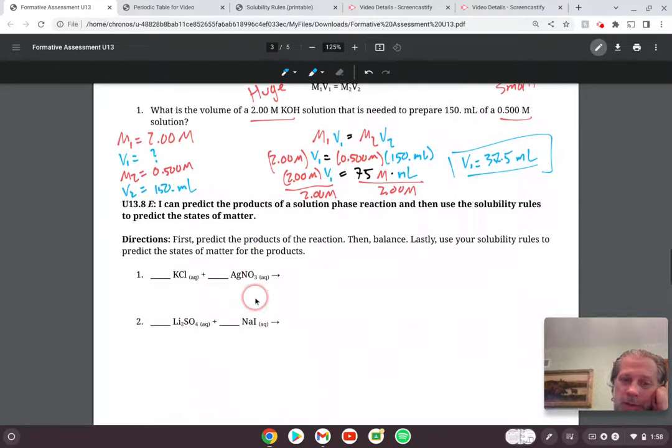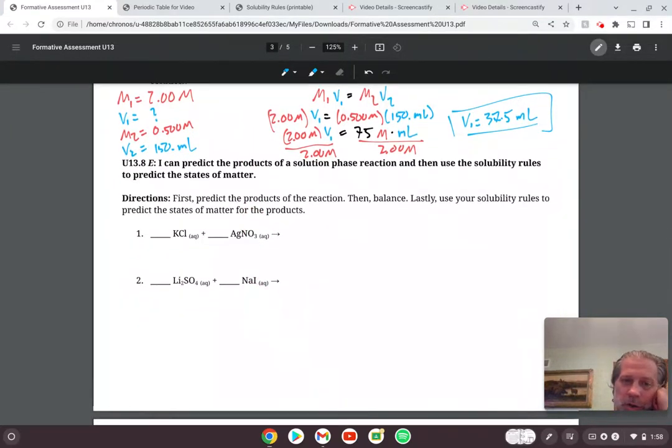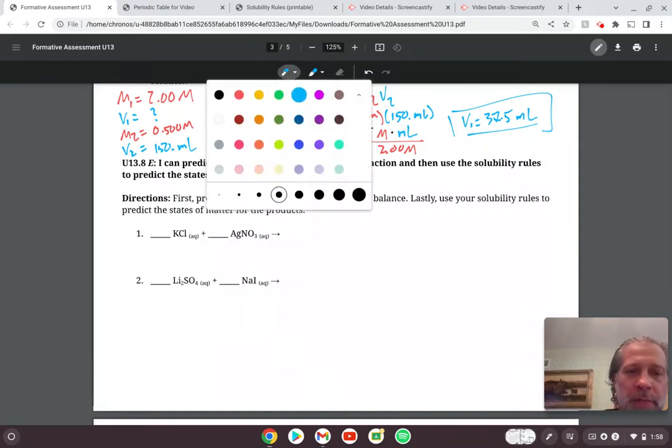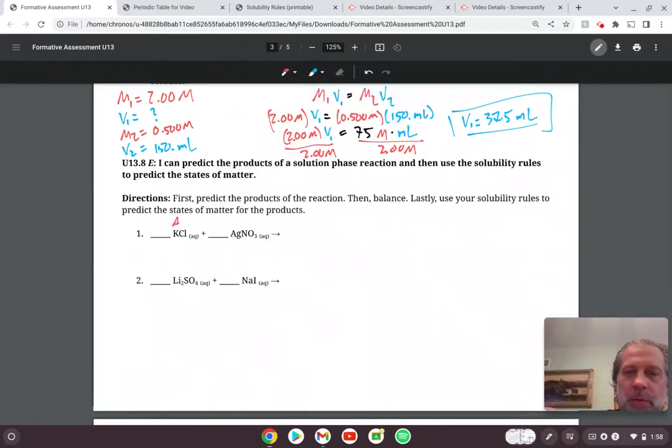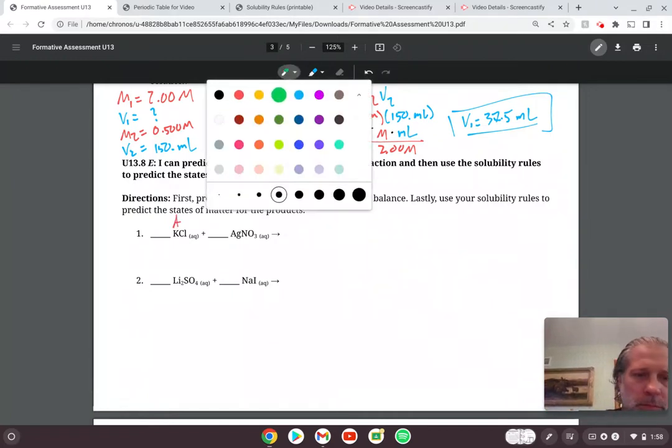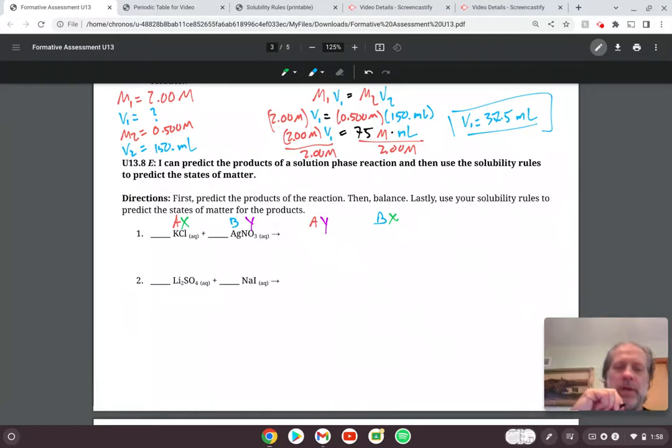And then the last part of this particular video is about 13.8, which is predicting the products and then using your solubility rules to predict the states of matter. So what we've been doing in the past is we've been using the double replacement generic formula, which is AX plus BY makes AY and BX.